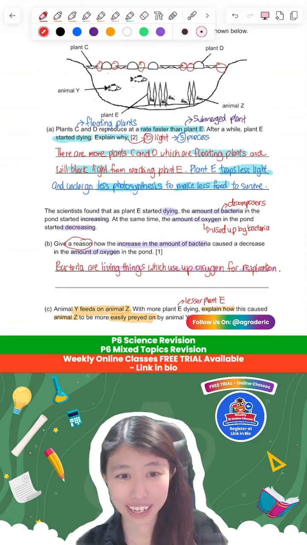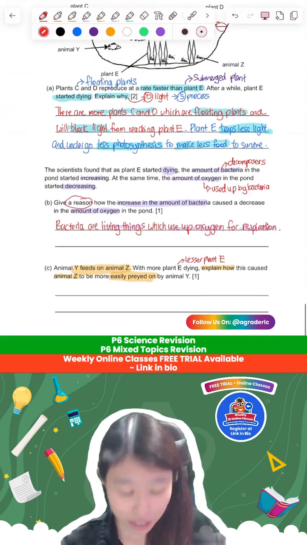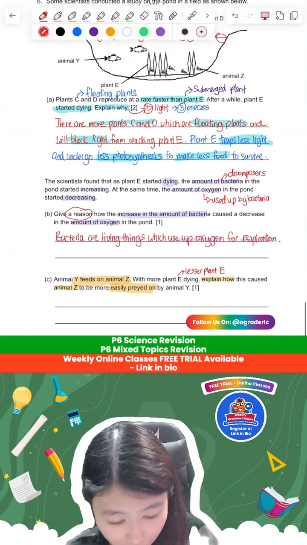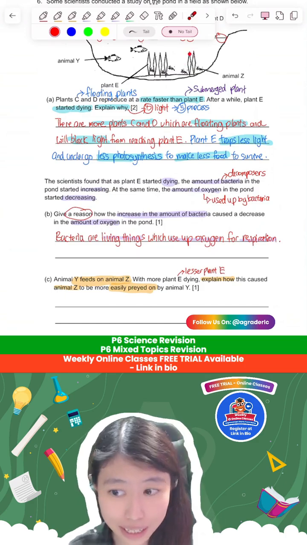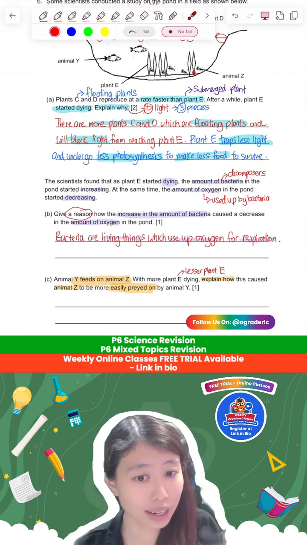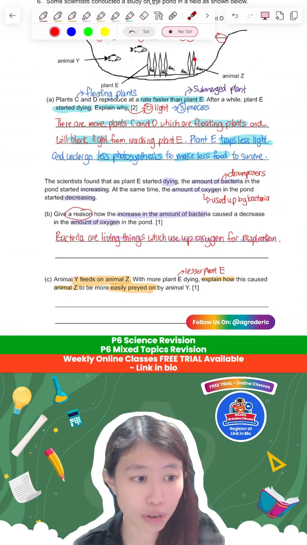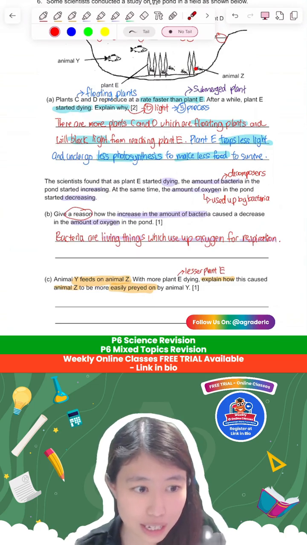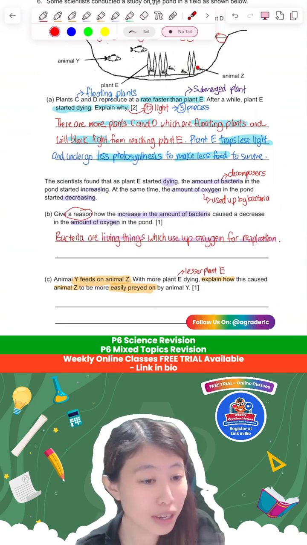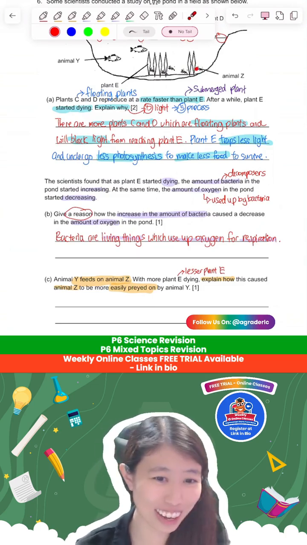Okay, everybody, you got the idea there, okay? So take note that animal Z actually depends on what? It depends on plant E for places to hide, for shelter and protection. Very good. So symbiosis is not tested in PSLE. Don't need to mention that.